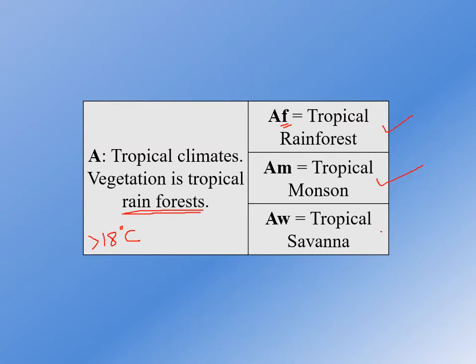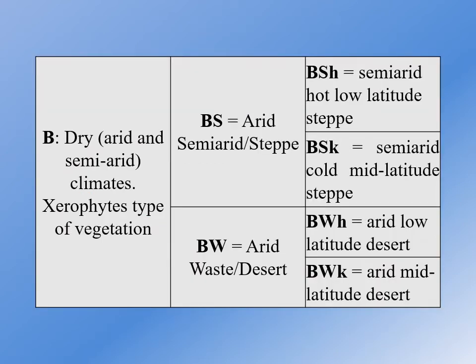The second major group according to Köppen classification system, that is the dry climate, which is indicated by capital B alphabet. The vegetation in this type is mainly of xerophyte type. On an average, in this condition, the potential evaporation always exceeds precipitation throughout the year. So there is a scarcity of water found in this climatic condition.